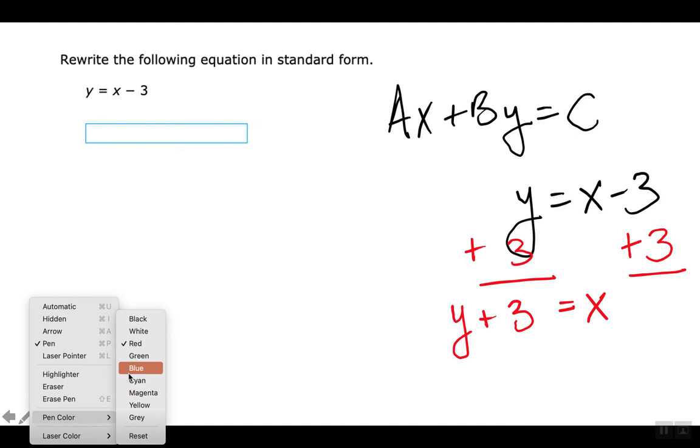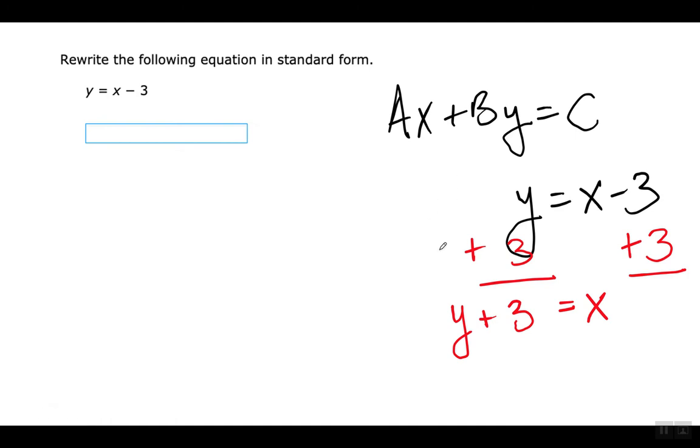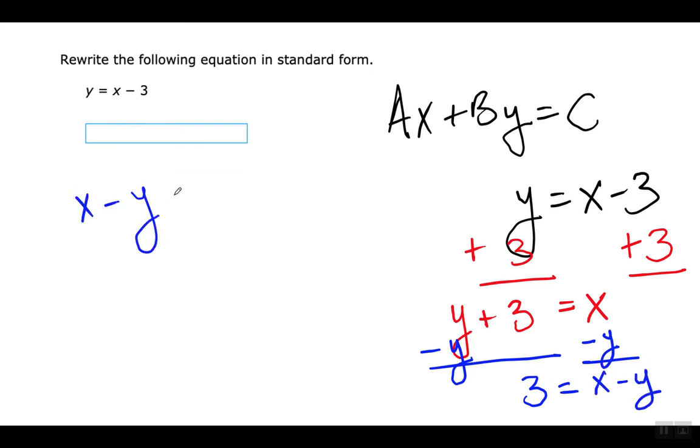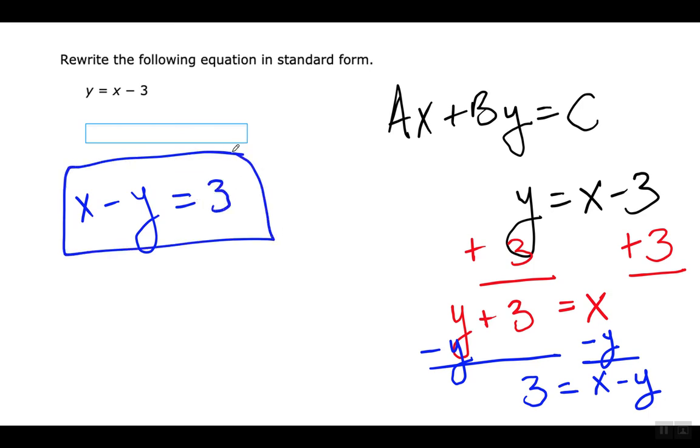And now I'm going to move the y to the right by subtracting both sides by y. Ahora resto y de los dos lados. Y me da eso la respuesta final, que es x menos y igual a 3. Y lo voy a escribir de esa forma. X menos y igual a 3. Here's my final answer. X minus y equals 3.